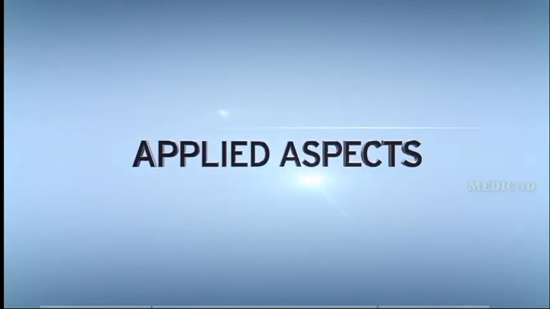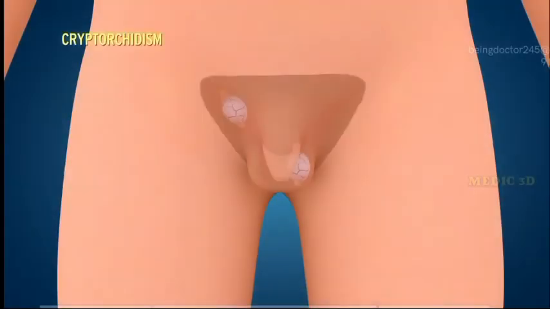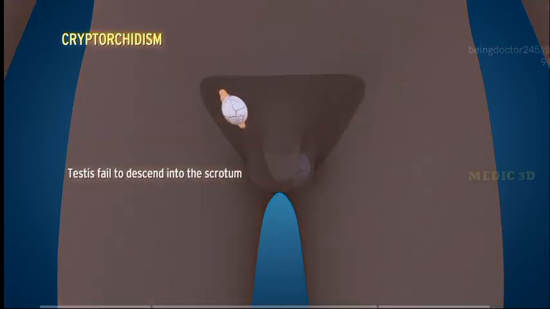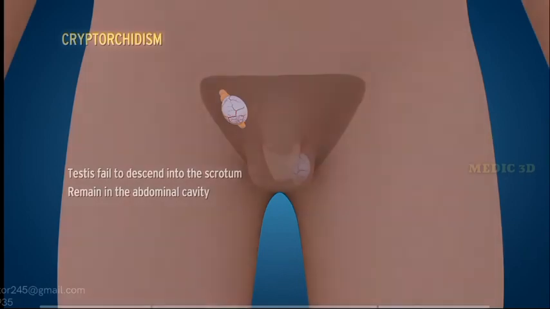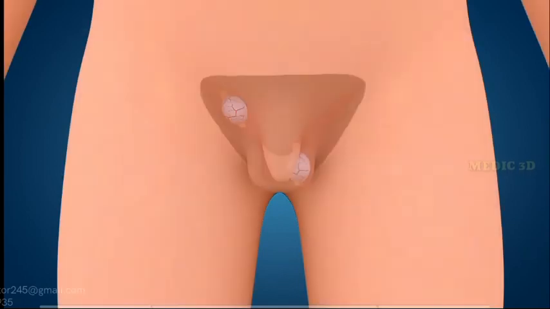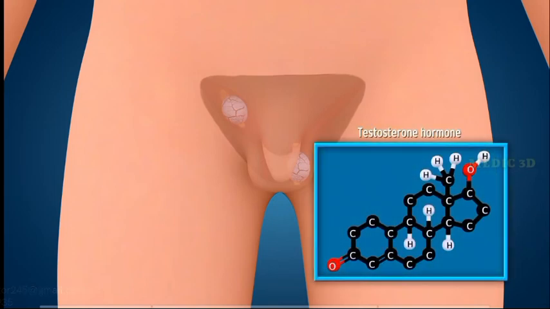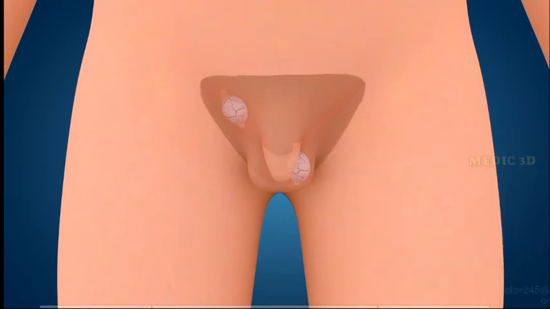Applied aspects. Cryptorchidism. This is a medical condition in which the testes fail to descend into the scrotum, and they continue to remain in the abdominal cavity. Descent of testes normally is under the influence of testosterone hormone. Newborn babies with this complication are corrected either by the administration of gonadotrophic hormone or by surgery.